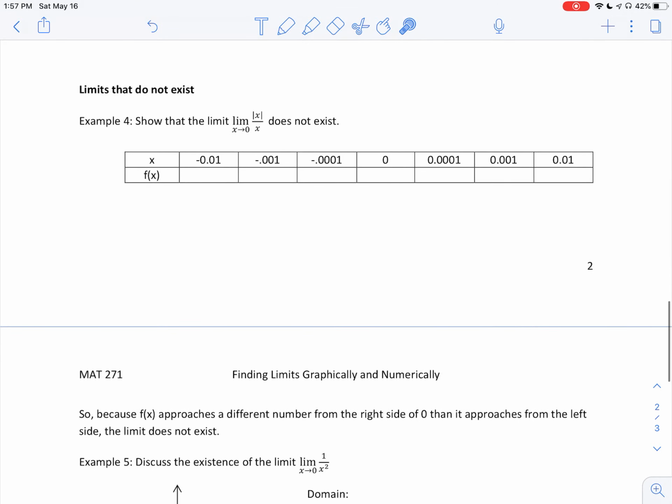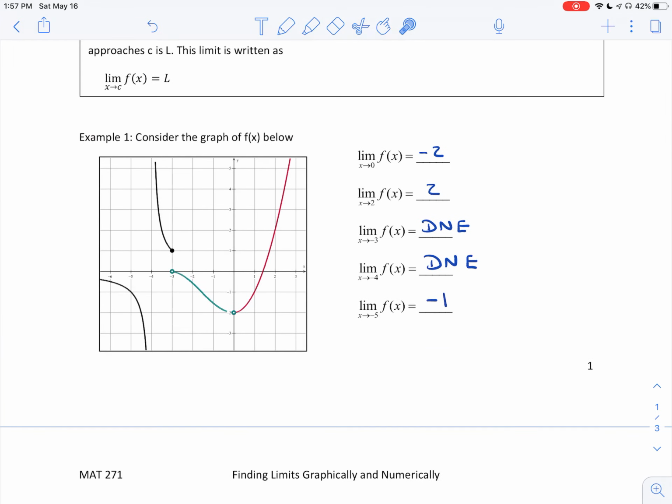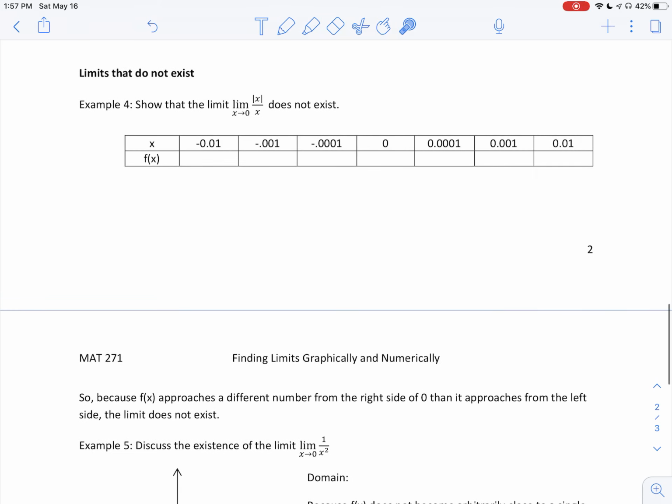All right, let's consider a couple more examples where our limit does not exist. We looked at a few of these previously at our graph up here. We saw that when the left-hand side and the right-hand side didn't match up, then our limit didn't exist. Let's go ahead and look at a few of these examples from equations.